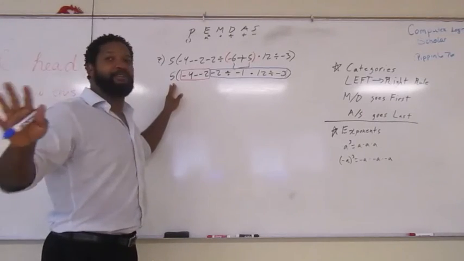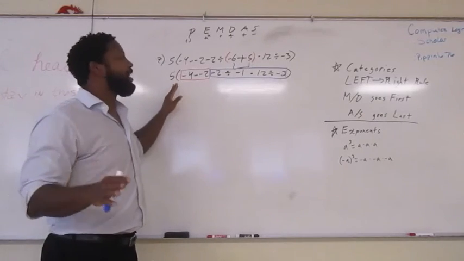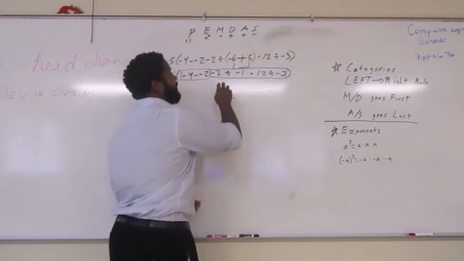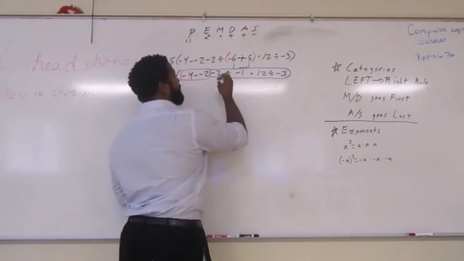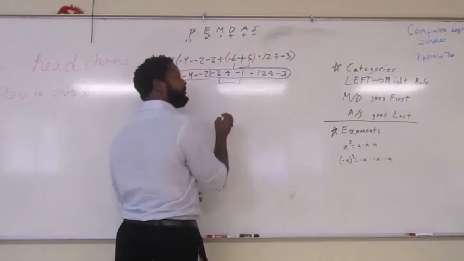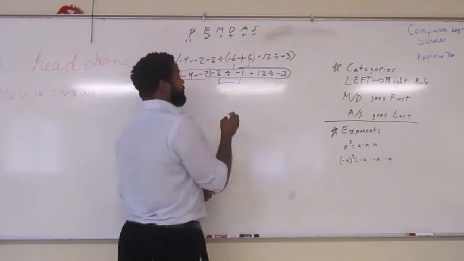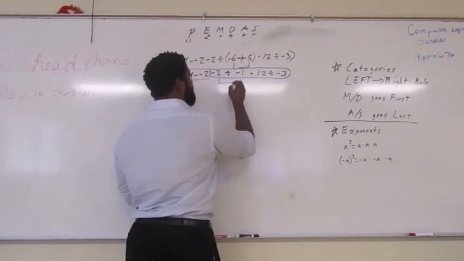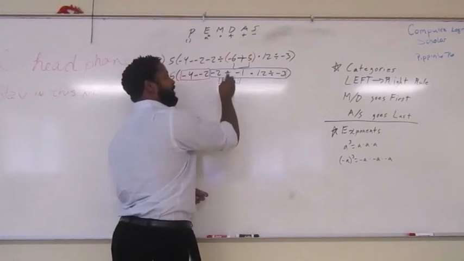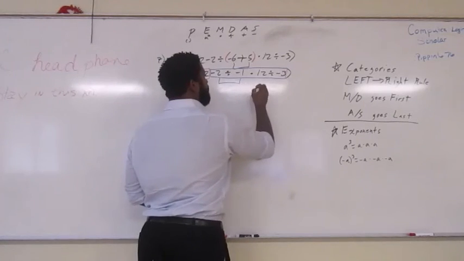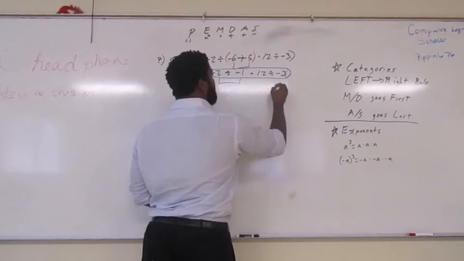Okay? It's okay. Take your time. I'm gonna write this in blue, okay? Negative 2 divided by a negative 1 is what? It's a positive then. A positive 2. Good job. Negative 2 divided by a negative 1 is a positive 2. Times 12 divided by a negative 3.